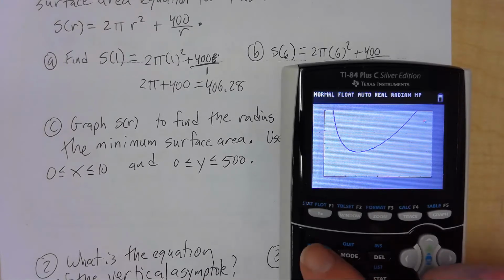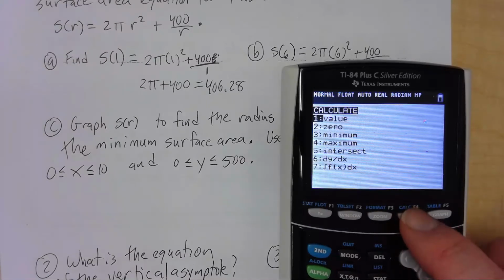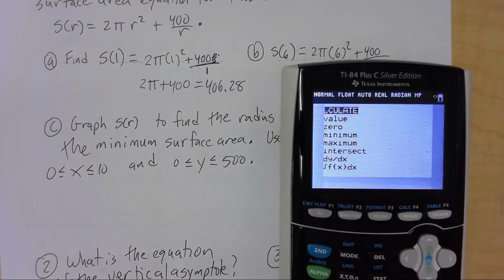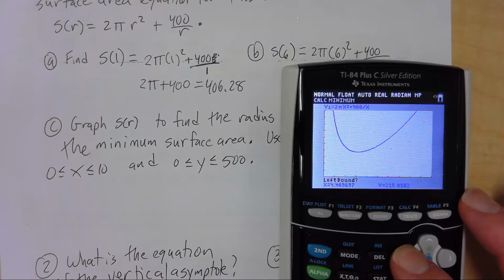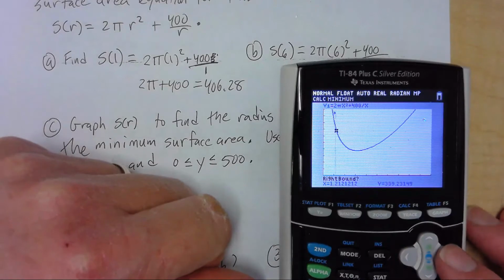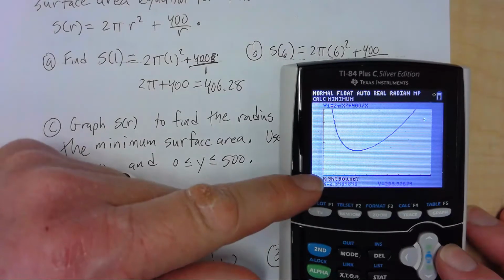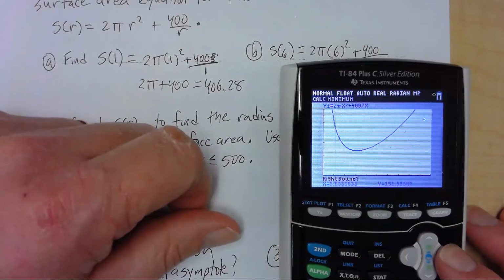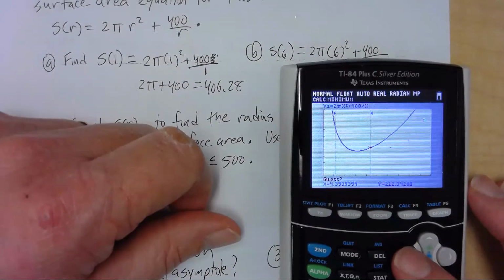So you go to second and calculate. And we want minimum, which is number 3. We got to get to the left side because notice it says left boundary right there. So put a mark there. Go to the right side because it says right boundary. And put a mark here. And then we go back and we do the guess.